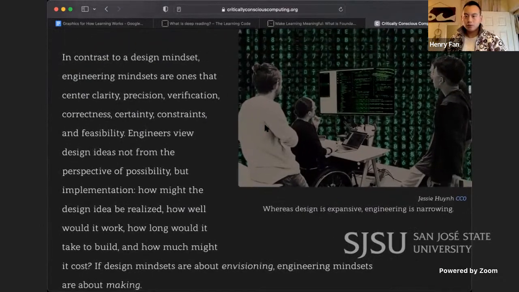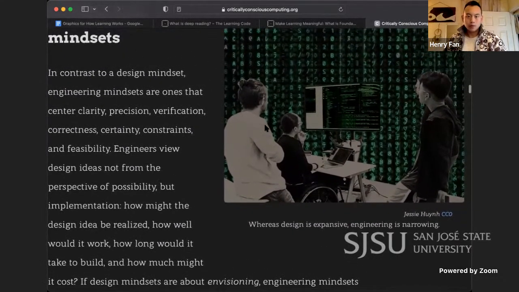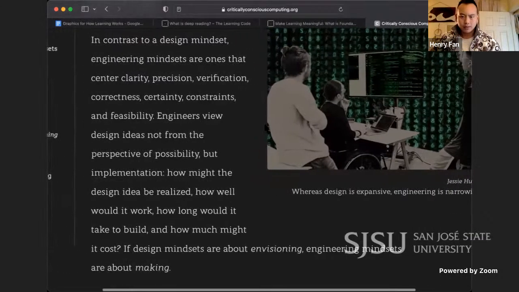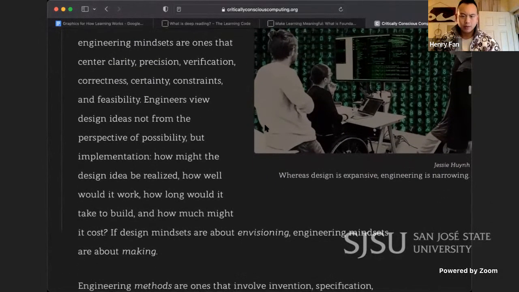Here we have an image. Four people are looking at a screen, and the screen seems to be blown up on the background. It's captioned, whereas design is expansive, engineering is narrowing. The person driving the computer happens to be in a wheelchair.